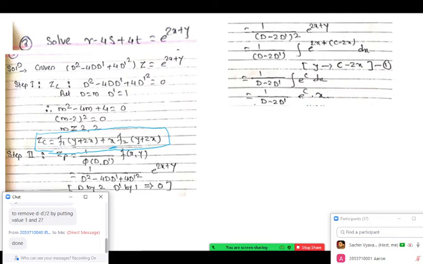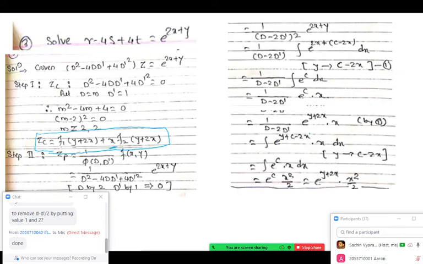Because this D minus mD dash, this also you have to apply now. So it is the integration of e raised to cx dx, and then you substitute the value. So this will be the answer here. You'll observe x square by 2 into e raised to y plus 2x. That is the particular solution, ZP. So don't forget to write ZC plus ZP is a complete solution.